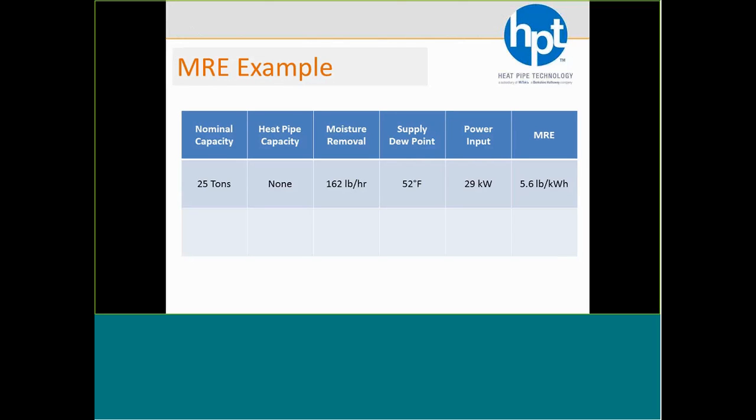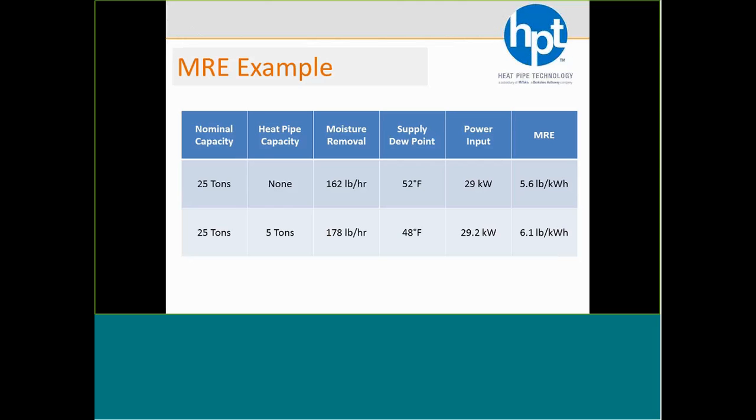So how can a wraparound heat pipe help with that? We're going to go back to that 25-ton DOAS unit. And again, if we don't have a heat pipe on it, that 25-ton unit that gets down to a 52-degree dew point removes about 162 pounds per hour of water. And it needs about 29 kilowatts of power to remove all that moisture. So if we divide the moisture removal by the power, you get an MRE of 5.6 pounds per kilowatt hour.